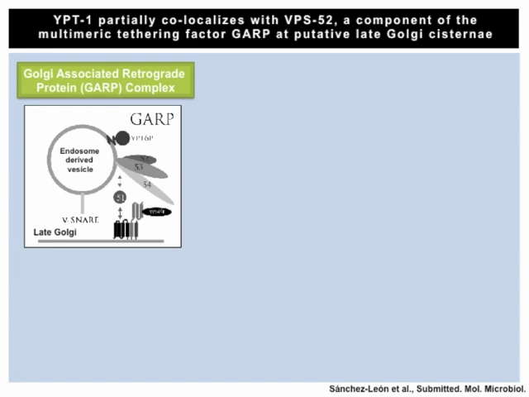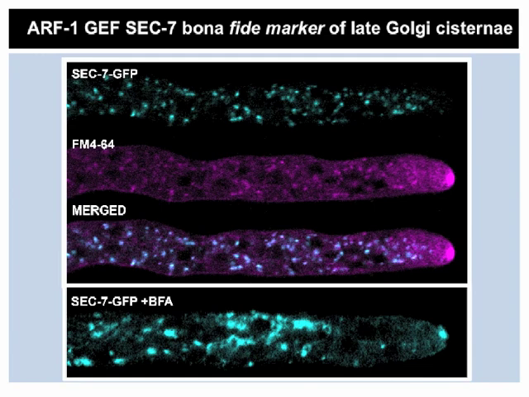And just recently, because we got the comments back from the referees and they asked us to use SEC7, that is a more widely accepted bona fide marker for late Golgi, we did this tagging, and we saw this pancake distribution as well. And sorry, I cannot show you the colocalizations yet because this is currently underway, but it seems the distribution looks very similar to VPS52.